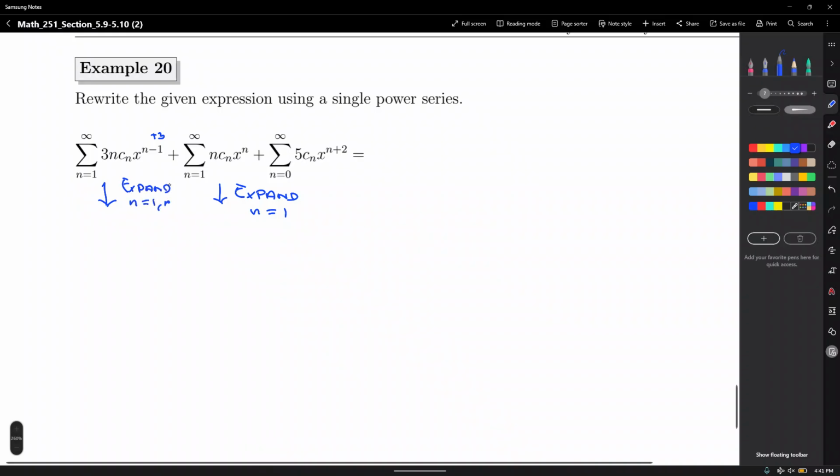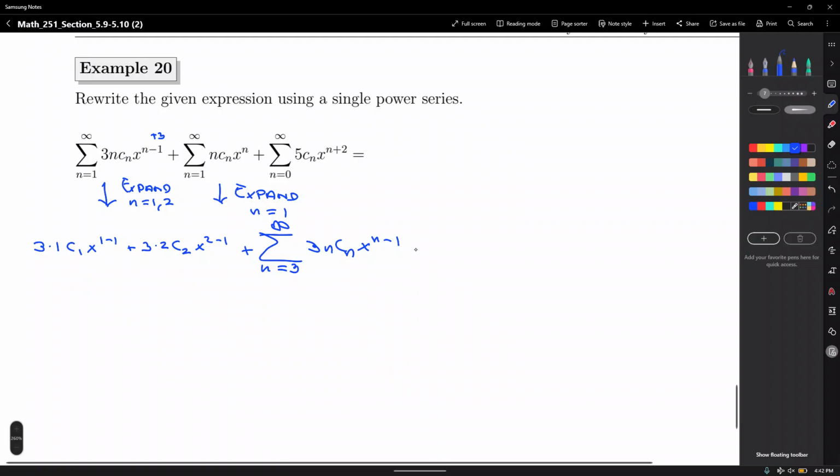n equals 1 and n equals 2. All right, here we go. So here, 3 times 1 c sub 1 x to the 1 minus 1 plus 3 times 2 c sub 2 x to the 2 minus 1 plus sigma, finally, n equals, if we expand 1 and 2, what's the next index? 3 to infinity, 3n c sub n x to the n minus 1.